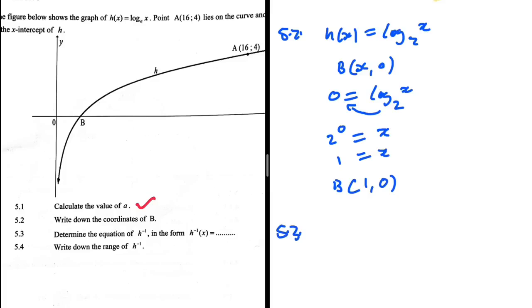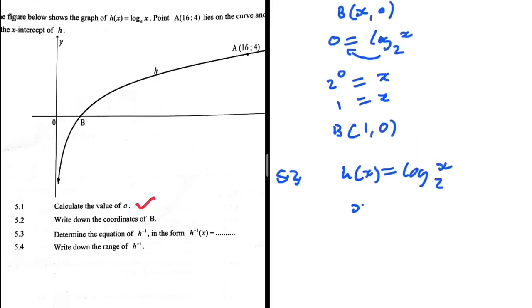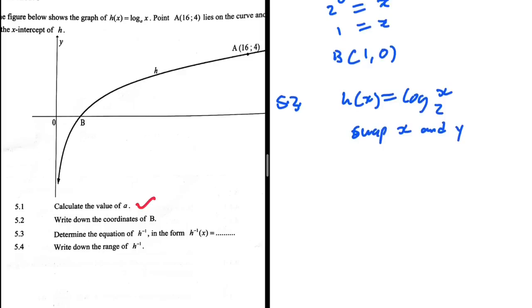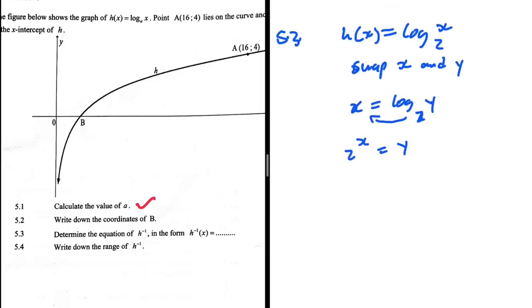5.3, we're looking for h inverse. So h of x is equal to log of x base 2. The first step in finding the inverse, we need to swap x and y. Let's do that. So in place of h of x, we put x, and in place of x, we put y. And then the second step, we make y the subject of the formula. So how do we do that? Again, the log law. It's very crucial to know these log laws. And then we end up with 2 to the power x being equal to y. So, well, let's just write it nicely.